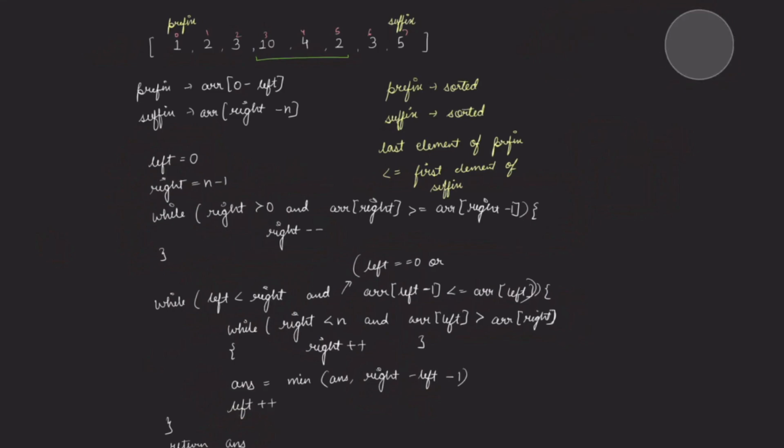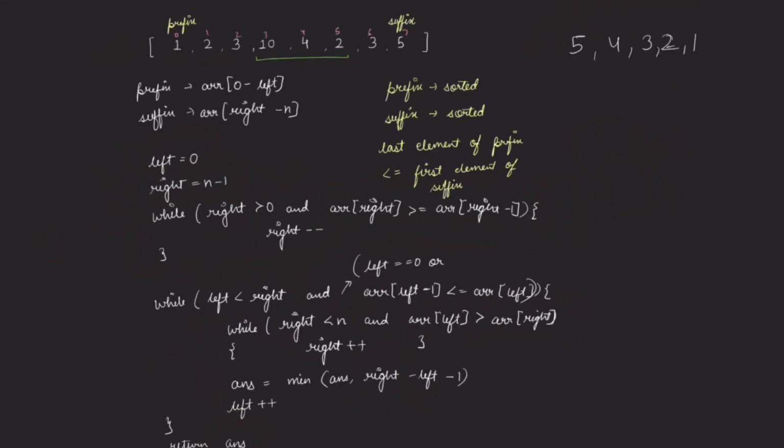Now what will happen when the array is sorted in decreasing order? Then in that case, what is going to happen? Initially left will be 0, right will be equal to the last element, and when you run this loop, this condition won't be satisfied, so it won't go inside this loop, right? So your left will be equal to the first element, which is 0, and right will be equal to the last element, which is n minus 1.